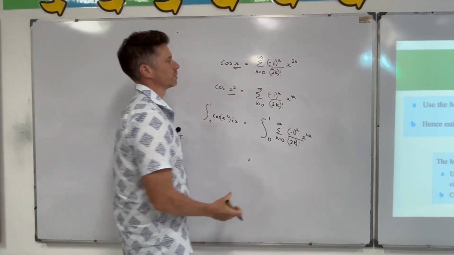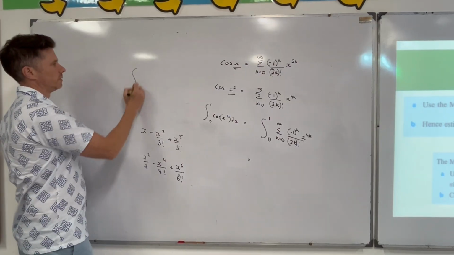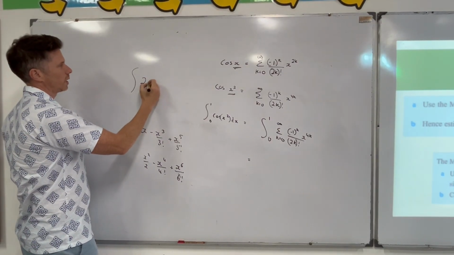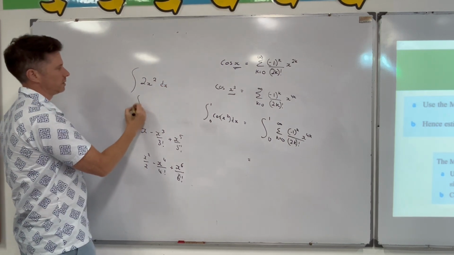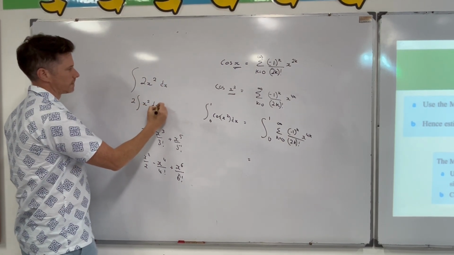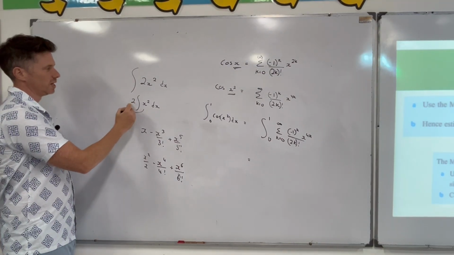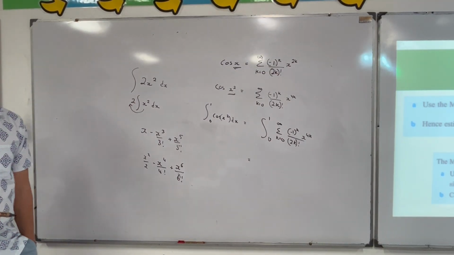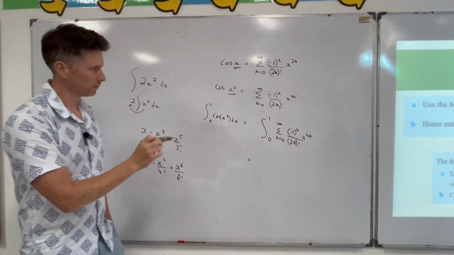Let's integrate this first. Okay, so if I had the integral of, let's say, just 2x squared and I want to integrate that, we know how to do that. But is it okay to do this? Yeah, that's fine, isn't it? I'm going to pull any constants out, because each term is going to be multiplied by that. So I'm also going to pull the constant out of this before we integrate.